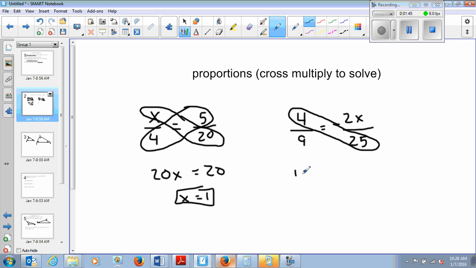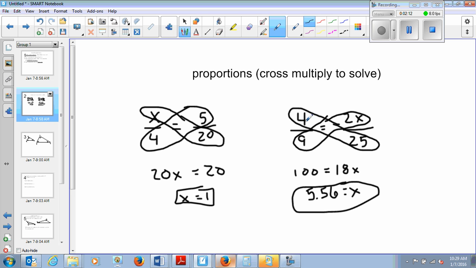4 times 25 is 100. And 2 times 9 is 18, but it's 2x times 9, so it's 18x. And now we just divide to get the answer. The answer we get here when we divide both sides by 18 to get x by itself is that x equals 5.56. So we could say that 4 is to 9 as 2 times 5.56 is to 25. There's a proportion. Now let's get into similarity.